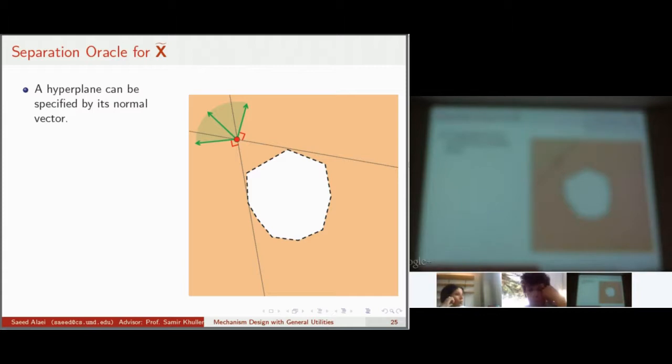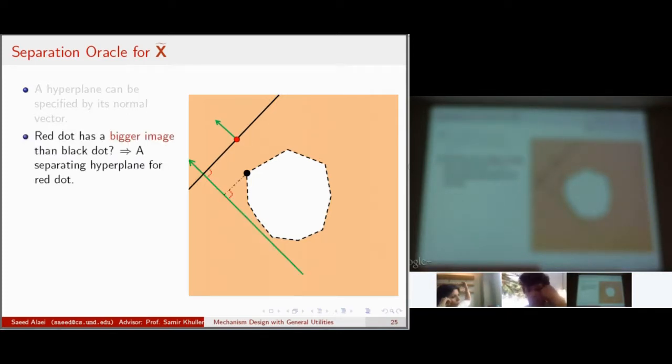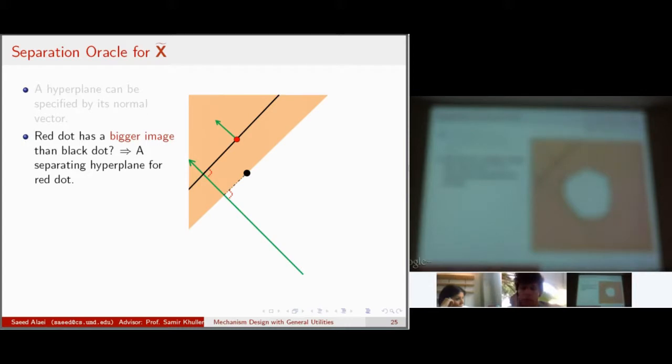And the nice thing about looking for the normal vector instead of the plane itself is that you can verify it very easily. So if you tell me that green vector, I can just optimize along that vector. And now if that red dot has a bigger image along this vector than the black dot, you know that it's a separating hyperplane. And you already know how to optimize a linear function. So this is easy to do. Even when you don't know the polytope, we can always do this.